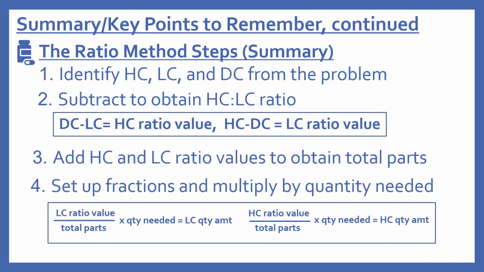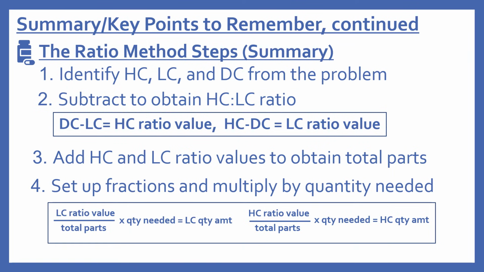Just a summary of the ratio method steps. You're going to identify the high concentration, low concentration, and desired concentration from the problem. Subtract to obtain the high concentration to low concentration ratio. And to get this, you'll take the DC minus the LC. That will give you the HC ratio value. Then you'll take the HC minus the DC, and that will give you the LC ratio value.